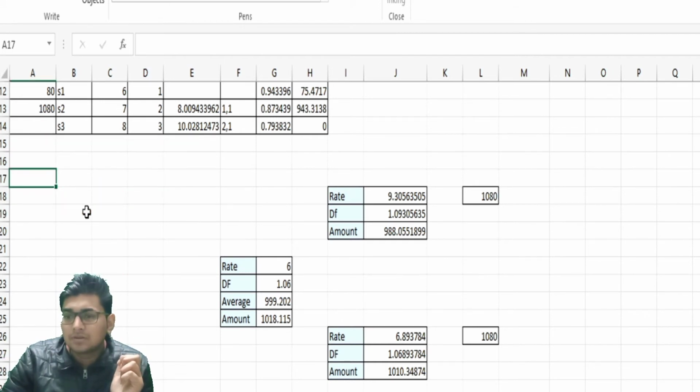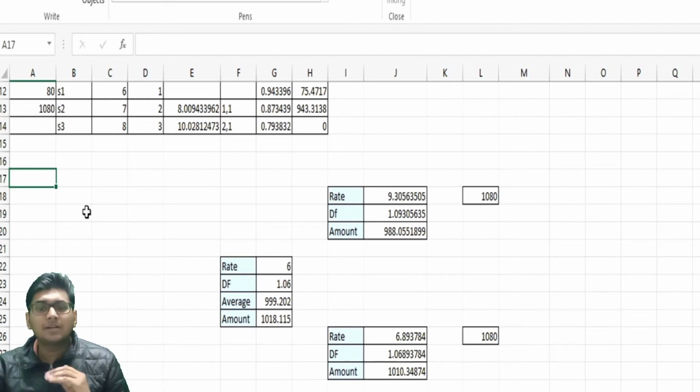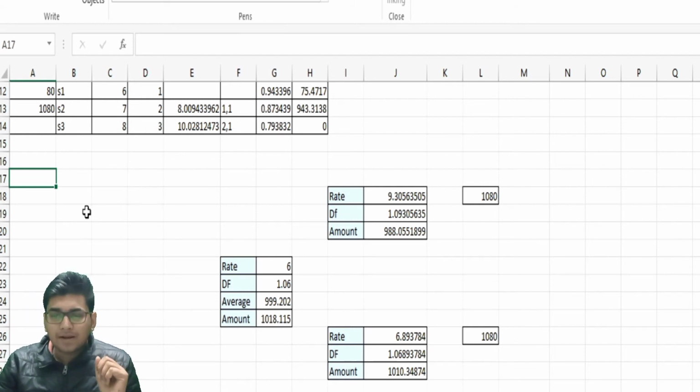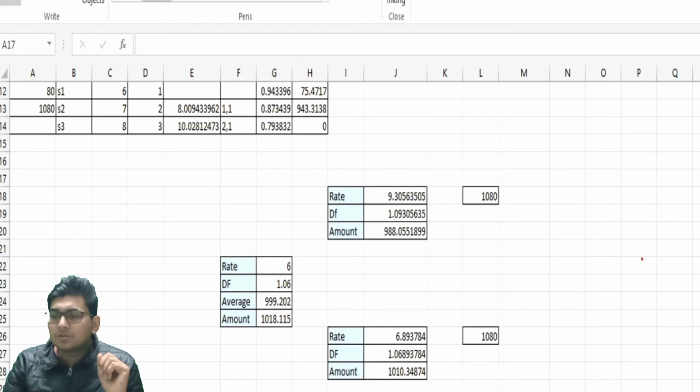First of all, if I draw a timeline, 0, 80, and over here you have 1080. Please try to satisfy yourself. This is the time 1, this is the time 2. So now, can I write over here T0, T1 and T2? Now, this 1080 will be discounted with the help of these two rates.